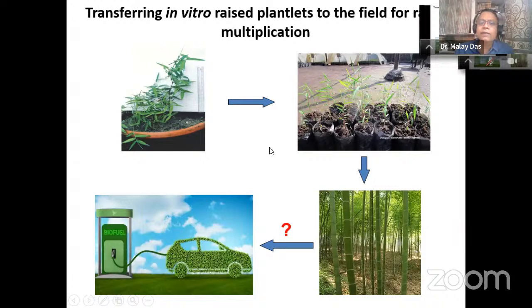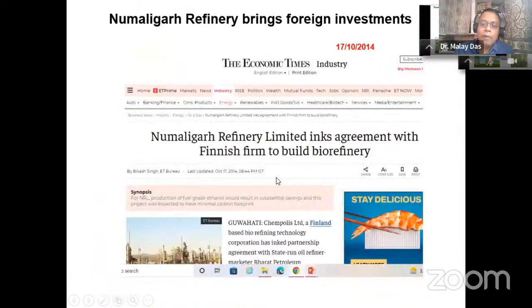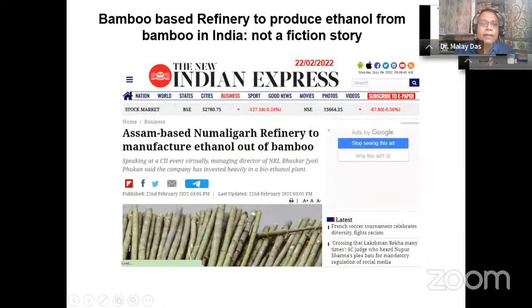Now the question is, is it really possible, or are we kind of talking about a fiction story? But no, the answer is yes, because as you see, already a lot of activity is going on here in India, particularly in some regions of Assam, which is already blessed with a lot of bamboo biodiversity. The Numaligarh refinery has already inked an agreement with a Finnish firm to build the biorefinery, and successfully it could actually manufacture ethanol out of bamboo. And this report was published in February this year.